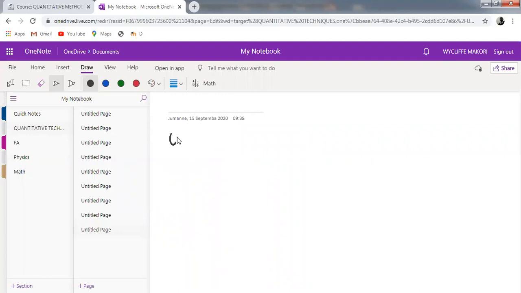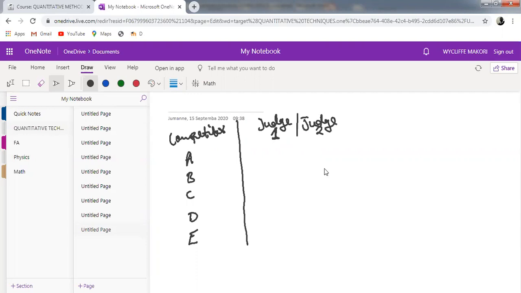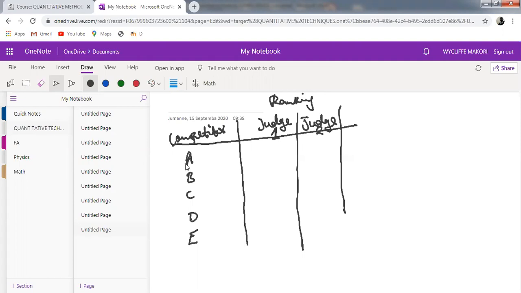We had competitors A, B, C, D, and E. Then we had marks awarded by Judge 1, and we also have the marks awarded by Judge 2, or the ranking. Let me call this the ranking. Ranking according to Judge 1 and ranking according to Judge 2.